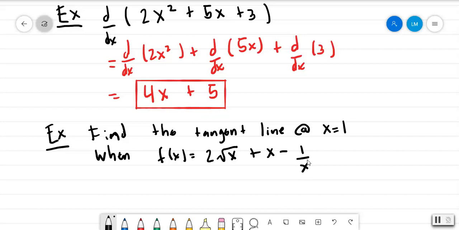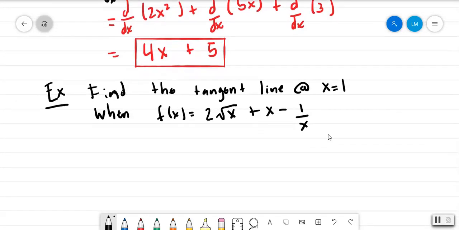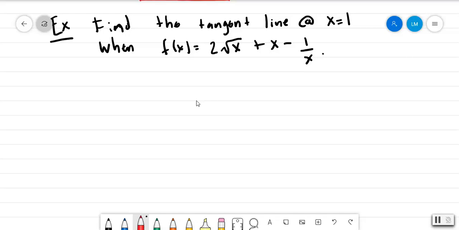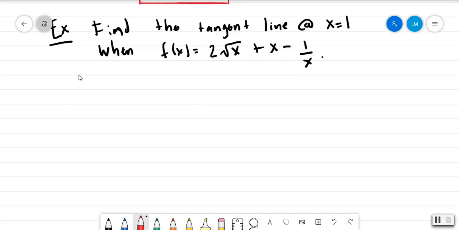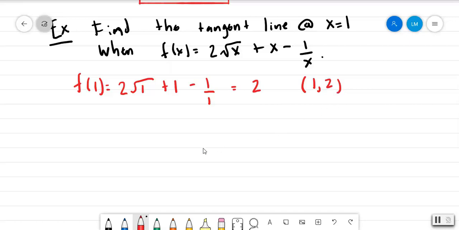Okay, so what this does is it tells us that we basically just need to find the derivative of this function, and we need to also find what it is when it's 1. So first off, f of 1 is equal to 2 times the square root of 1 plus 1 minus 1 over 1, which is actually just equal to 2. So that tells us that the ordered pair that it passes through is (1, 2).